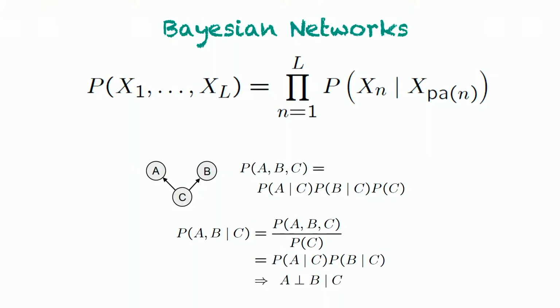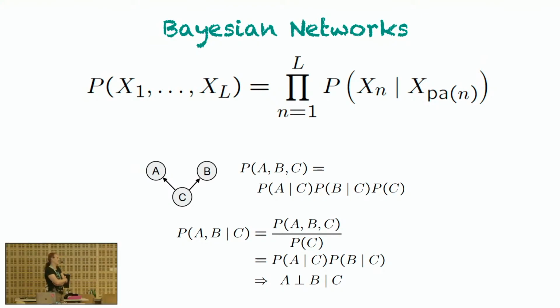So as I said, the Bayesian network is somehow the compressed version of joint probability. We can factorize the joint probability of a set of random variables according to this dependence graph. For example, in this small three-node graph, the joint probability of three variables A, B, C is equal to the probability of A conditional on C, multiplied by the probability of B conditional on C, and the probability of C. And we can deduce that A and B are conditionally independent. So given C, A and B are independent.